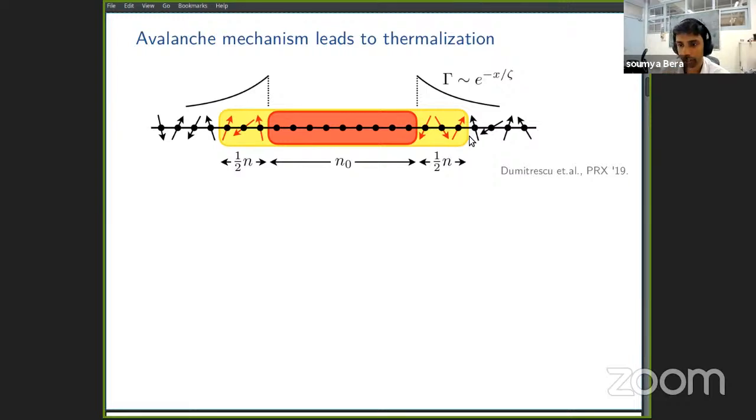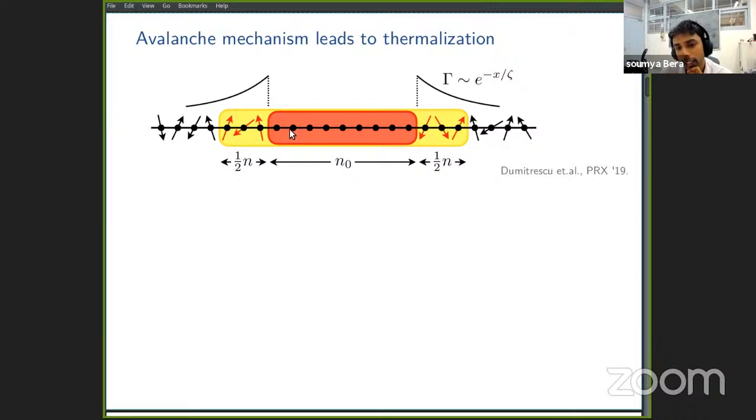However, there are rare region effects. In a generic system, you will find a block of spins which is delocalized, even in the completely localized system. And this red block is such a scenario. So this red thing is a delocalized spin in the midst of localized spins.